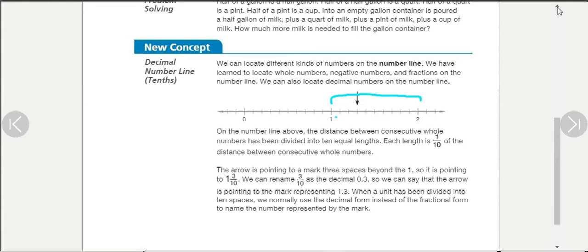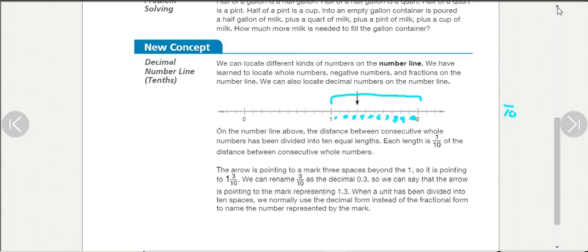I count 1 space, 2, 3, 4, 5, 6, 7, 8. Looks like, and normally we will be counting in tenths. There's 10 spaces between the 1 and the 2, so we're counting in tenths. That total number of spaces between any two whole numbers on the number line gives me what denominator, what fraction I am counting in.